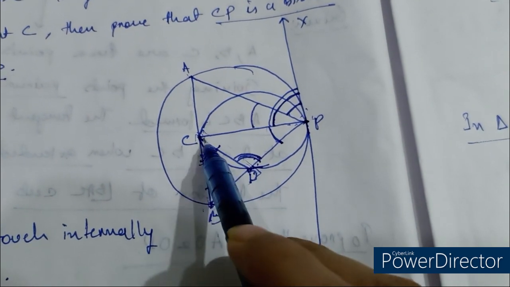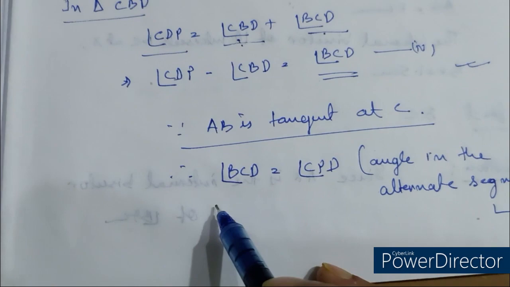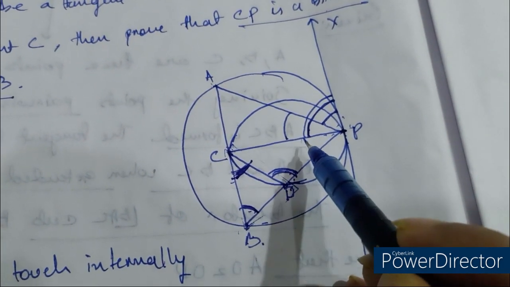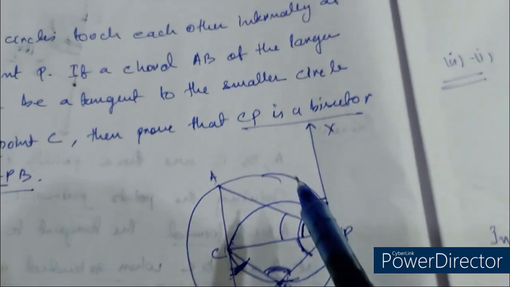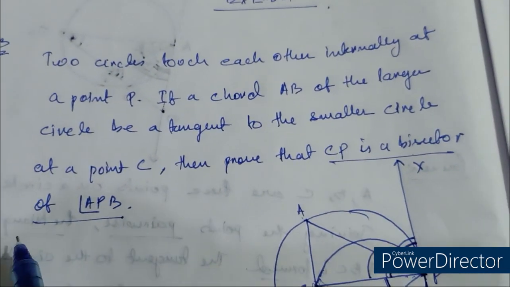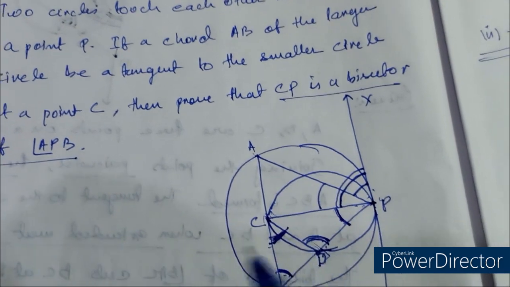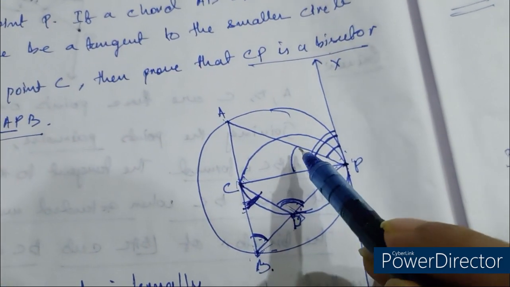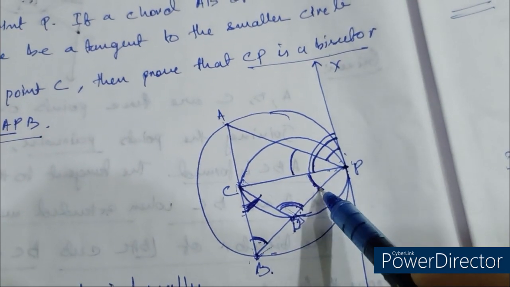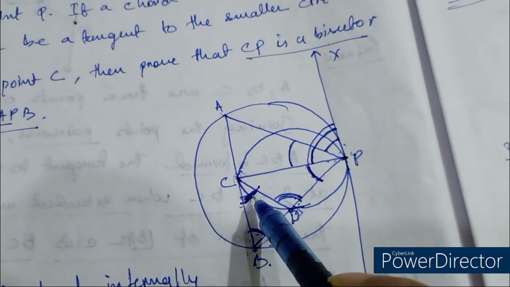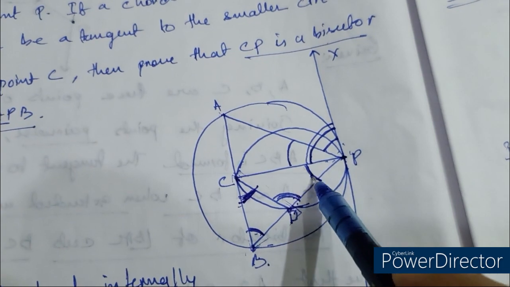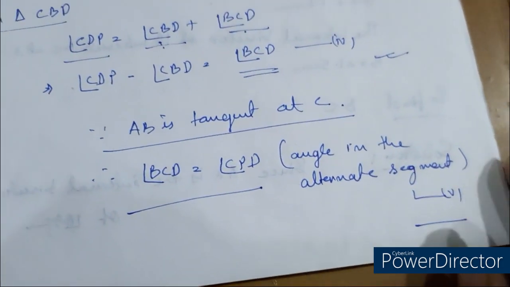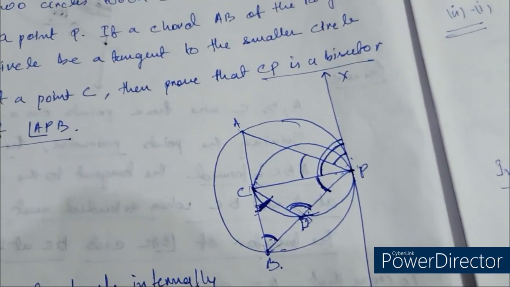BCD is equal to CPD; this angle will be equal to this angle in the alternate segment. Once more, what I have to prove here is that CP is the bisector of APB, that means this angle is equal to this angle. So now I got that this angle is equal to this angle in the alternate segment. This is our equation 5.